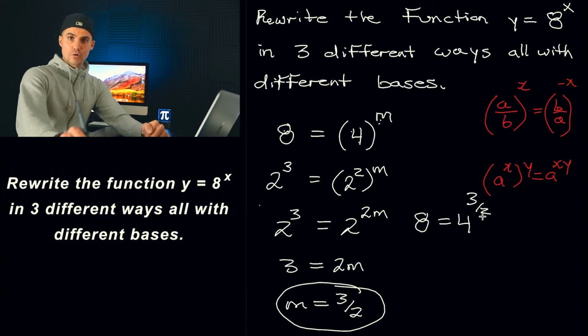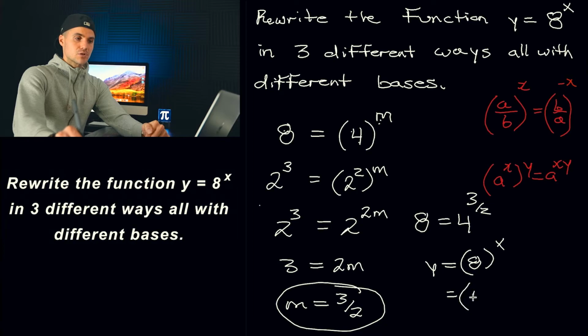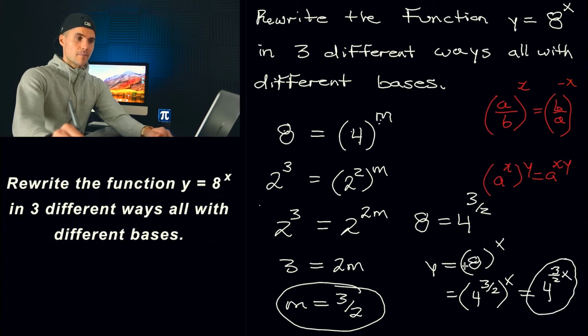If you took 4 to the power of 3 over 2 in your calculator, or 4 to the power of 1.5, you would get a value of 8. So going back to the function, we got 8 to the power of x. Well, we know 8, as we just showed here, is equal to 4 to the power of 3 over 2, or 1.5, which would be 4 to the power of 3 over 2x, like that. So that's another way to rewrite it, right? That's another function that has a base of 4. Y equals 4 to the power of 3 over 2x.